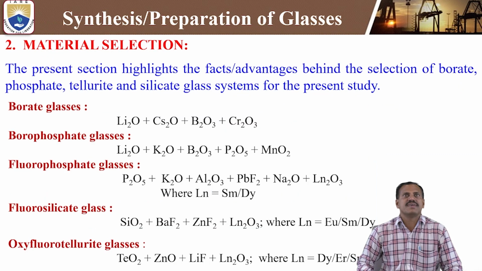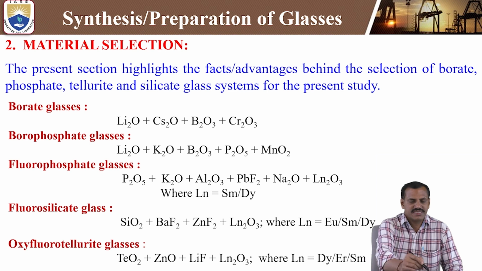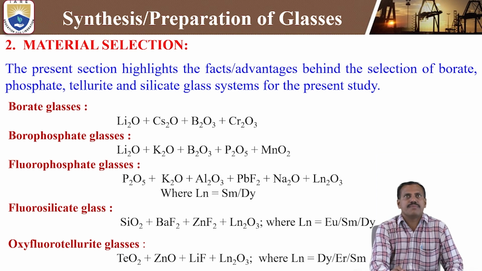Now coming to the second one, material selection. How are we going to choose the materials? This section highlights the advantages behind the selection of borate, phosphate, tellurate and silicate glass systems for the present study.